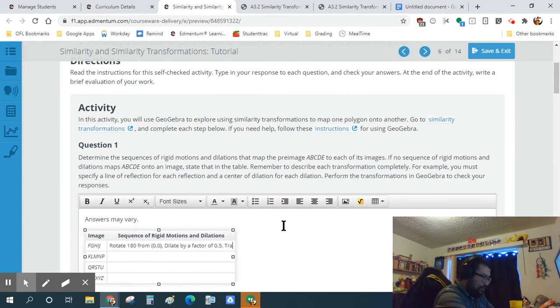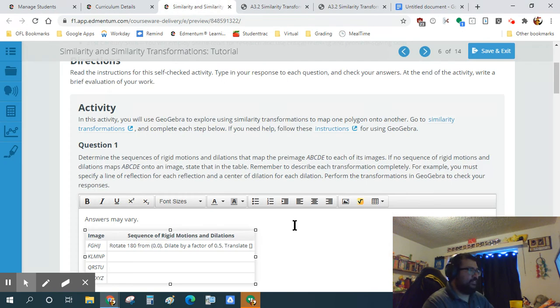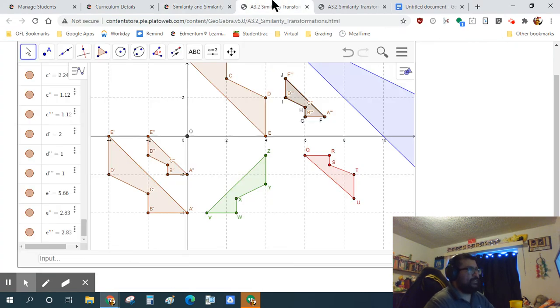And then I'm going to translate it. The way I'm going to show translation, I'm going to do it with brackets. I'm going to describe how much I moved my x value. So from here, I moved from -2 all the way to 6, so I moved 8 units. So for my x, I moved 8, and it was to the right, so that's why it's positive.